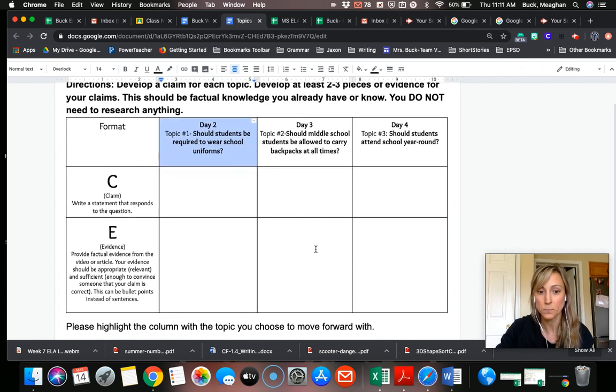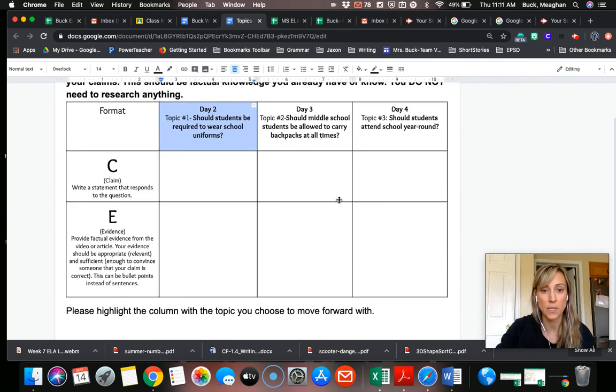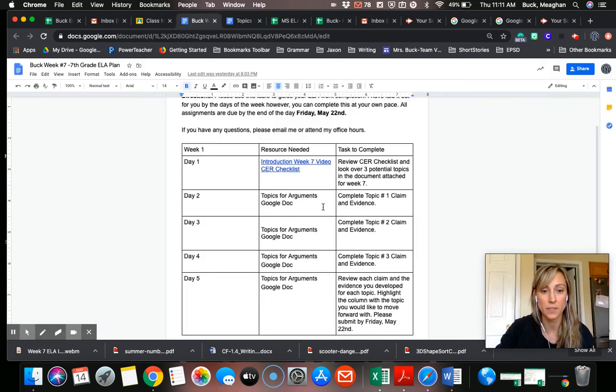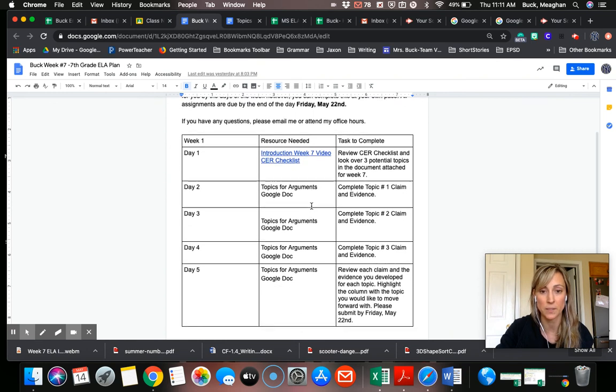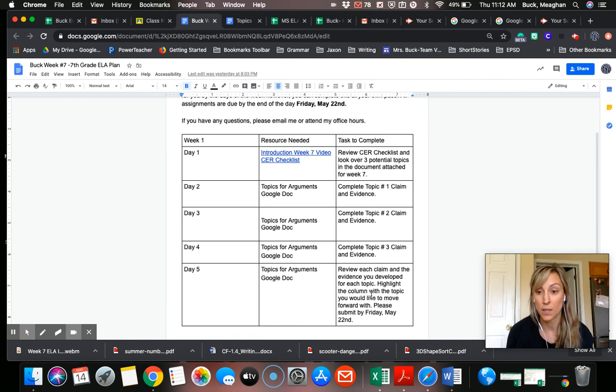All right. So as you go through these steps, as I referenced before, the CER checklist is here for you to reference so that you can develop those items for each of those topics. Complete topic 1, complete topic 2, complete topic 3, and then by Friday, May 22nd, submit the assignment in Google Classroom, making sure that you highlight the topic that you would like to move forward with.